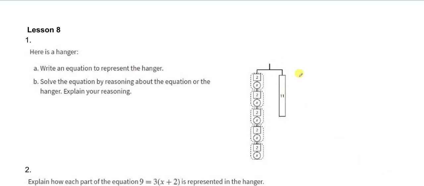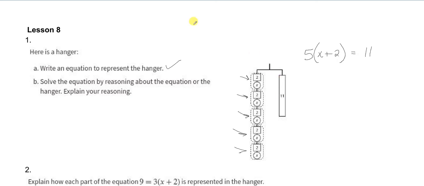Write an equation to represent this hanger. Okay, we've got 1, 2, 3, 4, 5 groups of x plus 2, and they equal 11. Alright, there's our equation. Check. Solve the equation by reasoning about the equation or hanger.